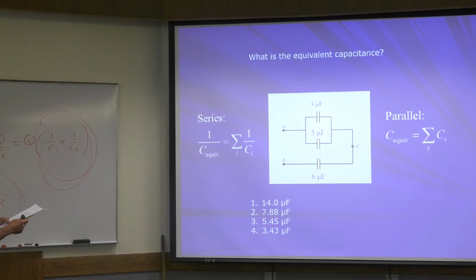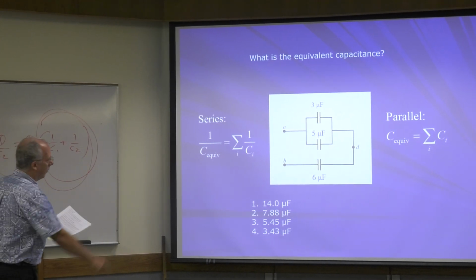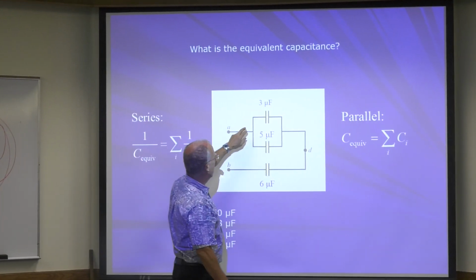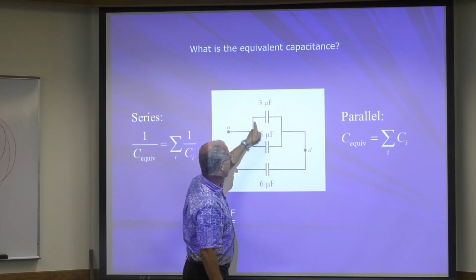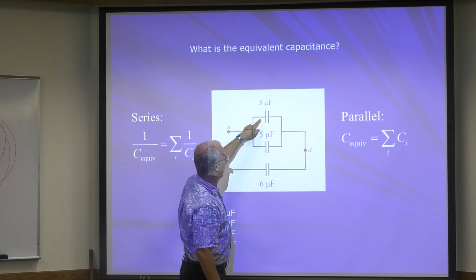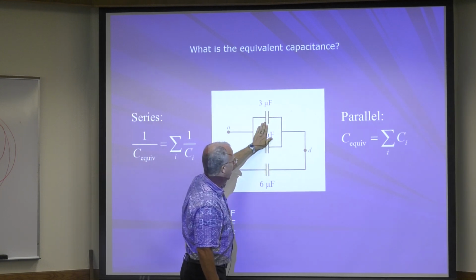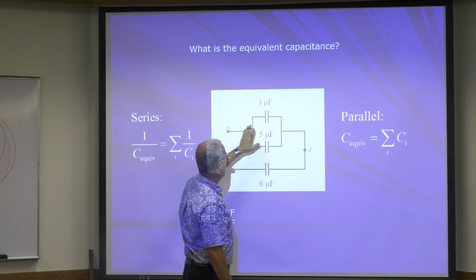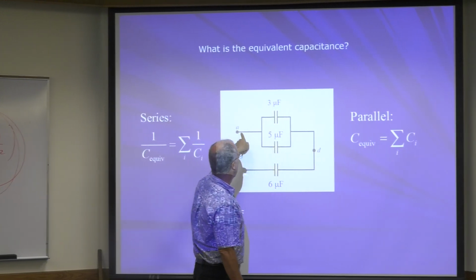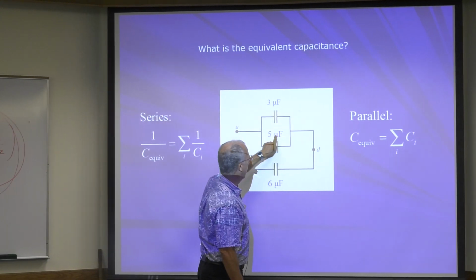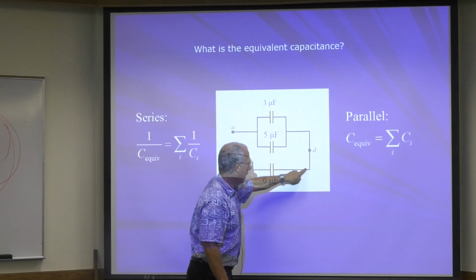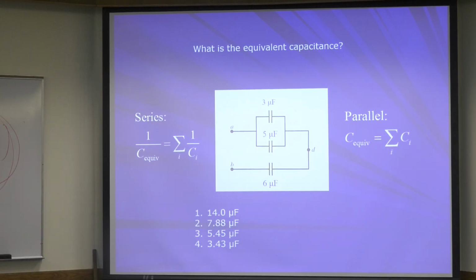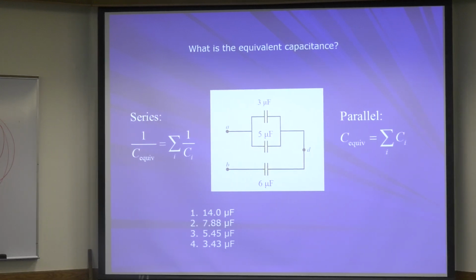So please figure this out. So here, what are these? These are obviously parallel, right? Because they don't have the same current. So these two are parallel, and then this can be replaced by 1, and then that's going to be in series with this guy. All right, so figure that out, please. So pause your video and figure it out.